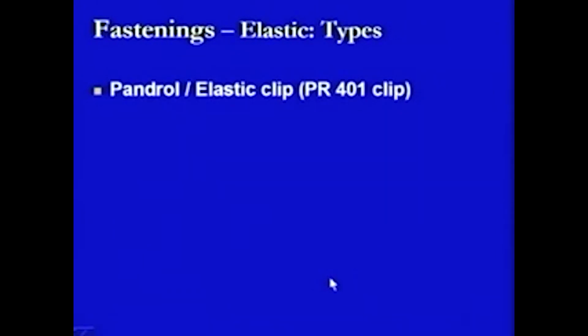Now, we start with the different types of elastic fastenings. The first type of elastic fastening which we are discussing is the Pandrol or elastic clip, which has different numbers, and here we are discussing the PR401 clip. This is Pandrol 401 clip. This clip is a fit and forget type, which is one of the requirements of elastic fastenings. So, once we have fitted it, then for a long period of time there is no requirement of doing anything to this type of Pandrol clip.